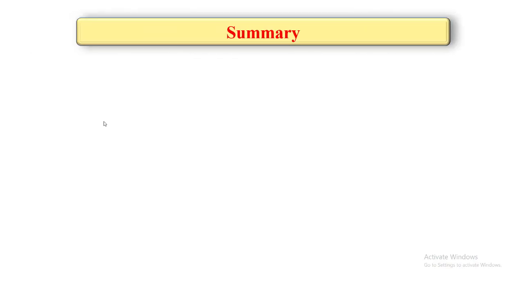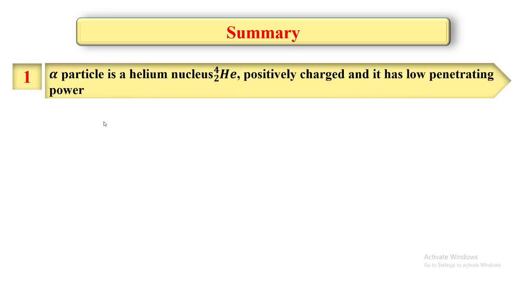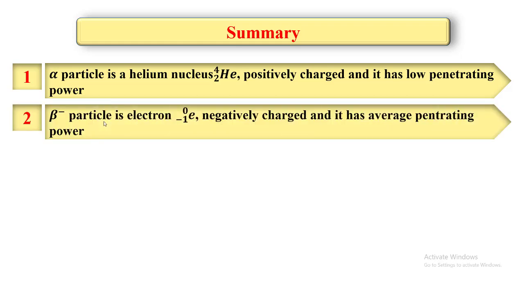In the summary of part 2, we have discussed the different types of decays. We discussed the alpha decay, and such kind of decay takes place when a helium nucleus is emitted. This particle is positively charged and it has low penetrating power. Also, we discussed the beta minus decay, and such kind of decay takes place when an electron is emitted. It has an average penetrating power and it is negatively charged.